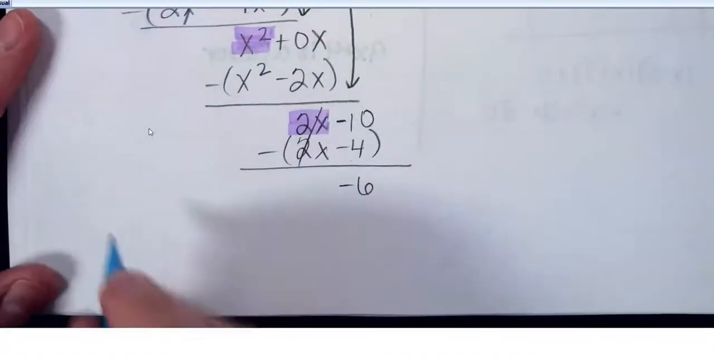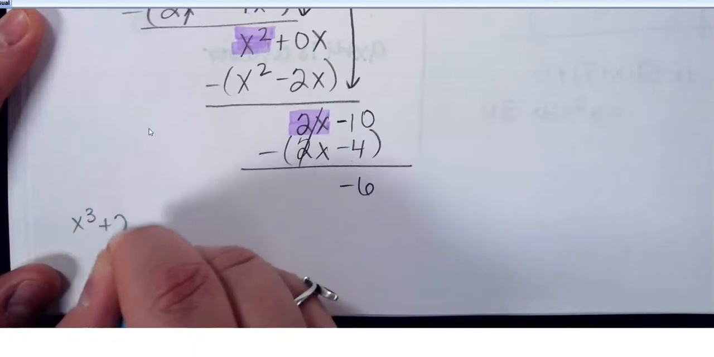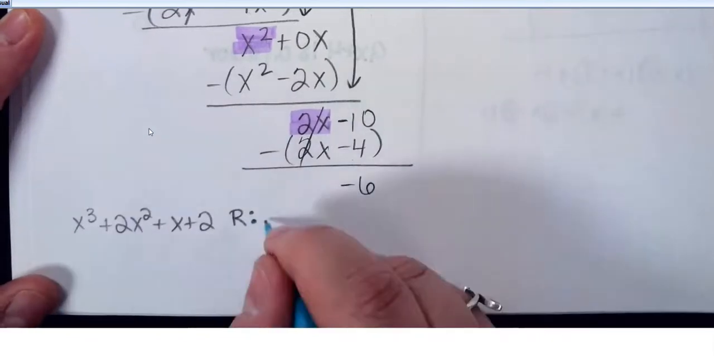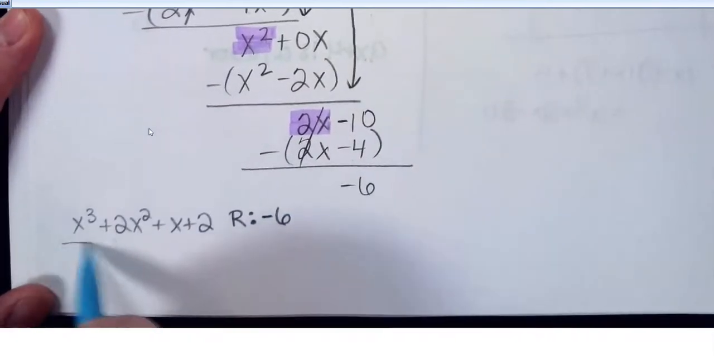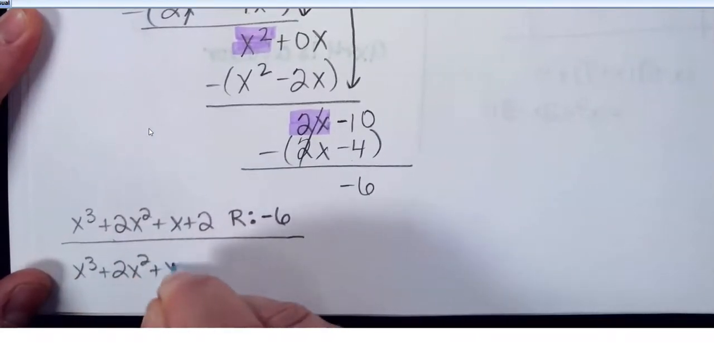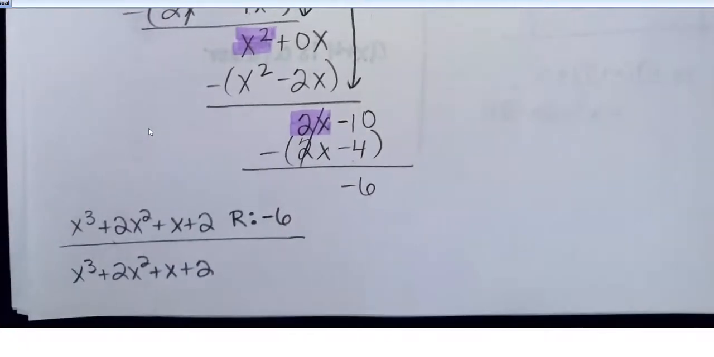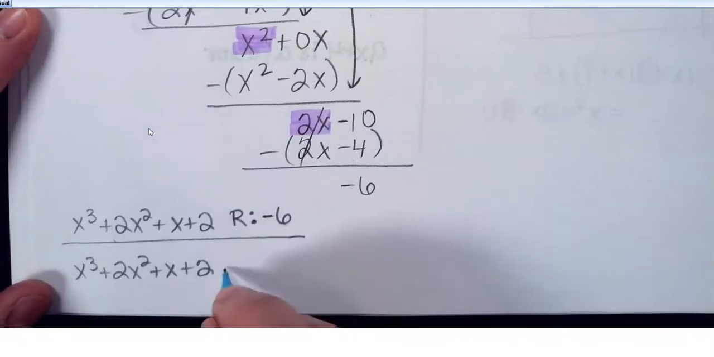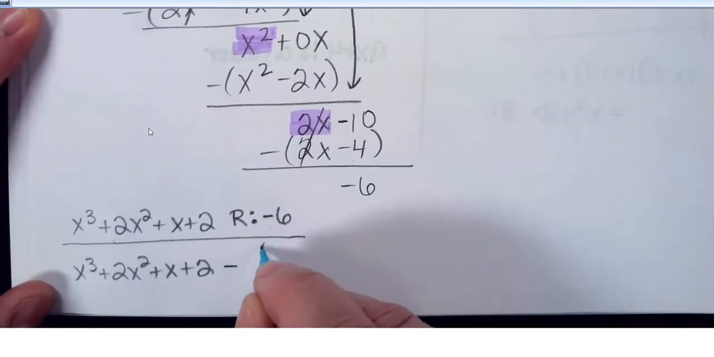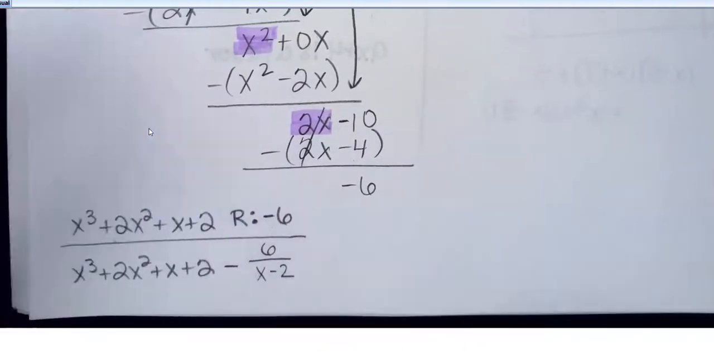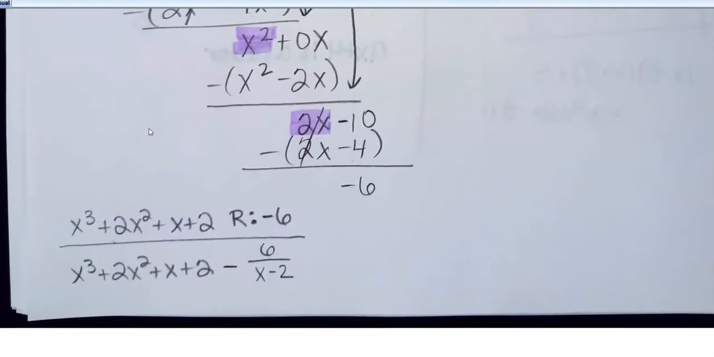So 2 ways to write your answer. I could write x cubed plus 2x squared plus x plus 2, and I could just write out remainder negative 6. The other format is to write down x cubed plus 2x squared plus x plus 2, and then instead of writing remainder, to write this as an expression, since this is negative 6, I'm just going to write minus. And then you put the remainder, which is that 6 over whatever you were dividing into your polynomial, which is x minus 2. Those are 2 different ways to write the same thing.